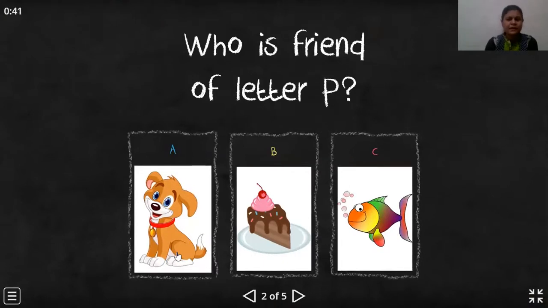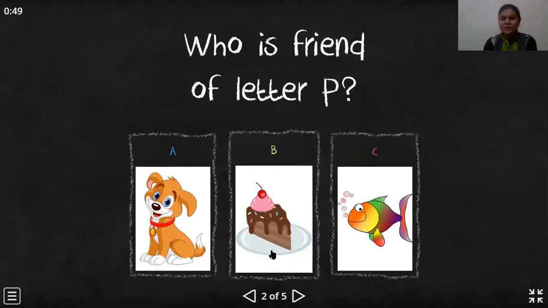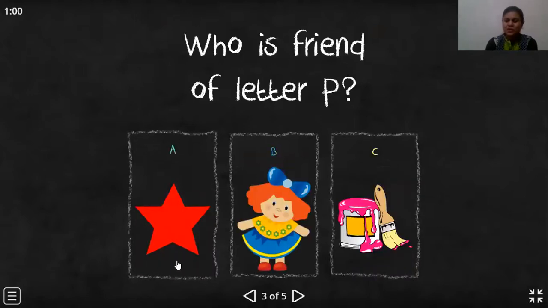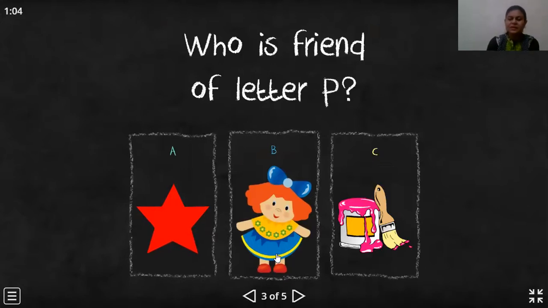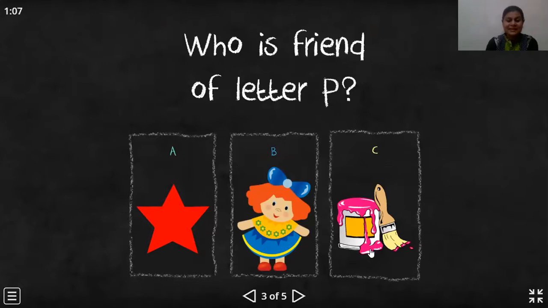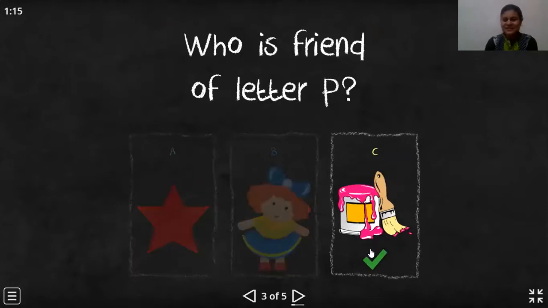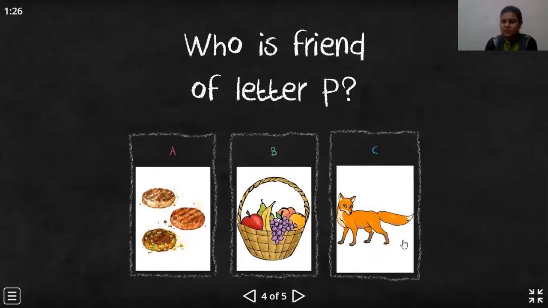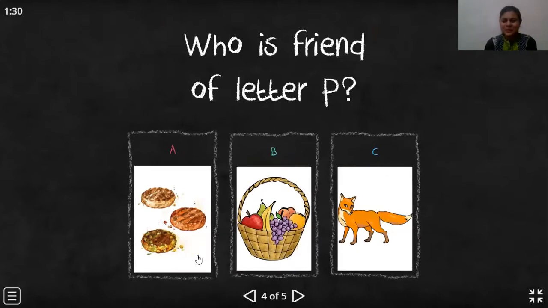Let's see. Dog, you say? P, dog? No. What about this? P, pastry? Yes, that's right. Let's click on it. That's correct. And let's see. Which one could be the friend of letter P? Star, doll, or paint? Correct. P, paint. Let's click on it. Yes, that's correct as well. And what do we have next? Yummy, yummy. Patties. These are fruits or fox? Right, it is P. Patties. Let's click on it.